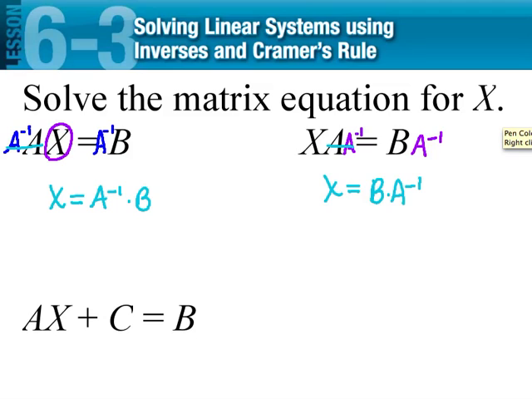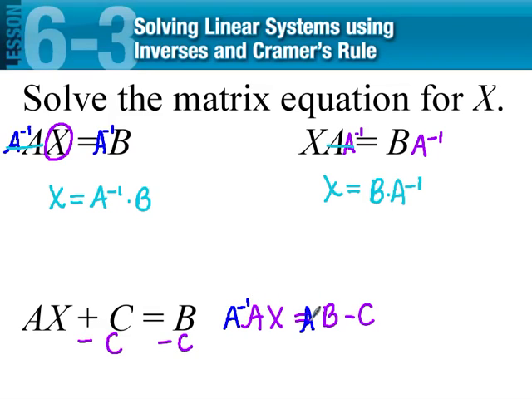Now on the third one, what do you think you do first? Subtract C. And remember, you can subtract with matrices. So that's okay. Then I have AX equals B minus C. What do you need to do now? Multiply by the inverse, and I'm going to put it here on the left side. Now, the question is, what do you do on the right side here? Well, I've got the inverse, but I also need to put parentheses.